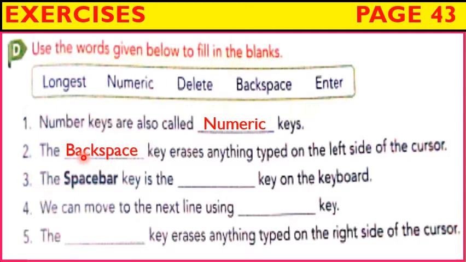Third one, the spacebar key is the dash key on the keyboard. Do you remember children? Spacebar is the longest key on the keyboard. Fourth one, we can move to the next line using dash key. Answer is using enter key. Fifth one, the dash key erases anything typed on the right side of the cursor. The delete key erases anything typed on the right side of the cursor.